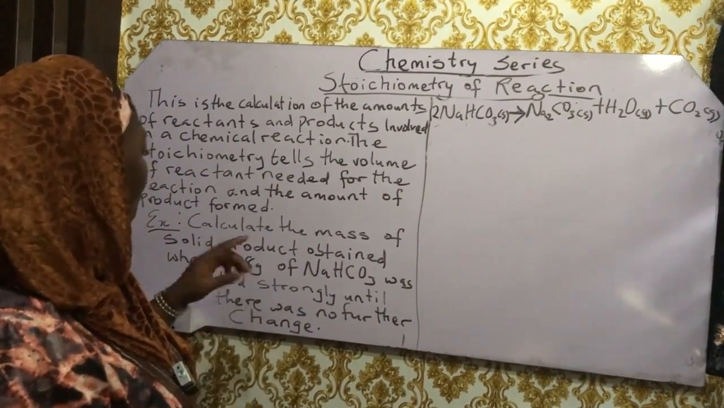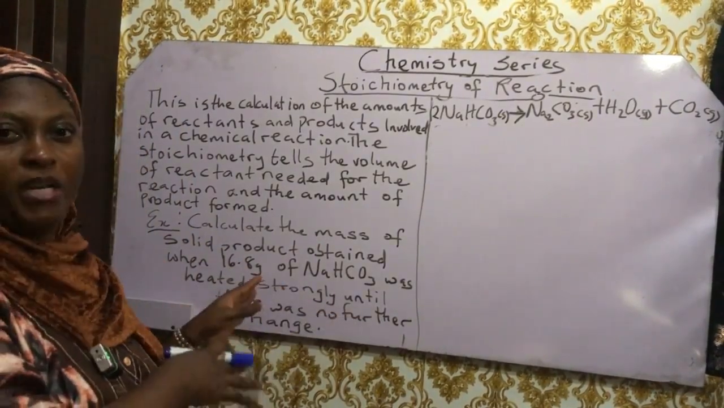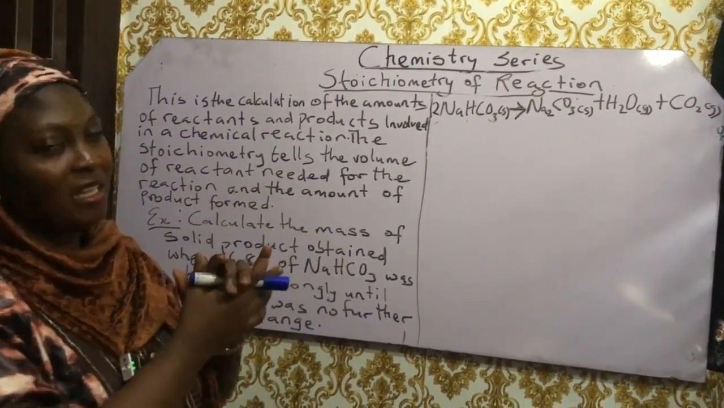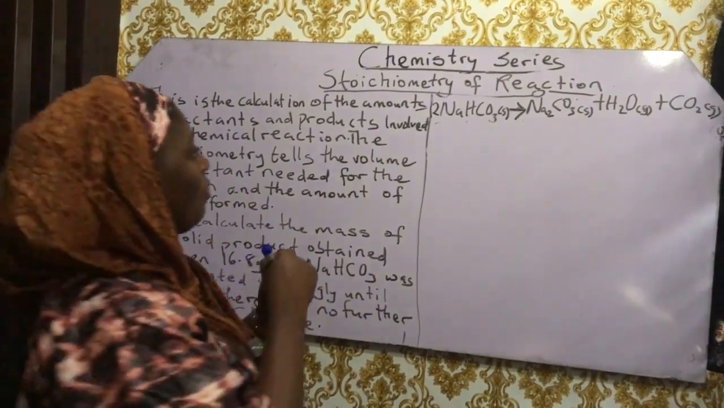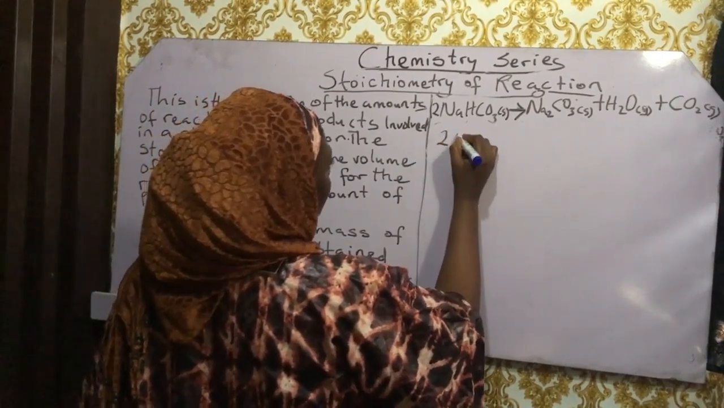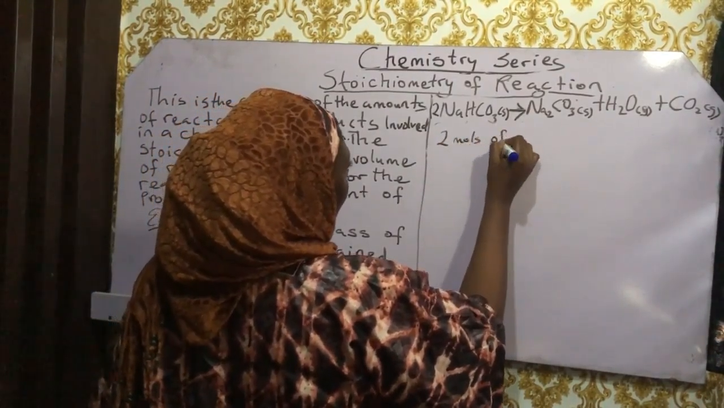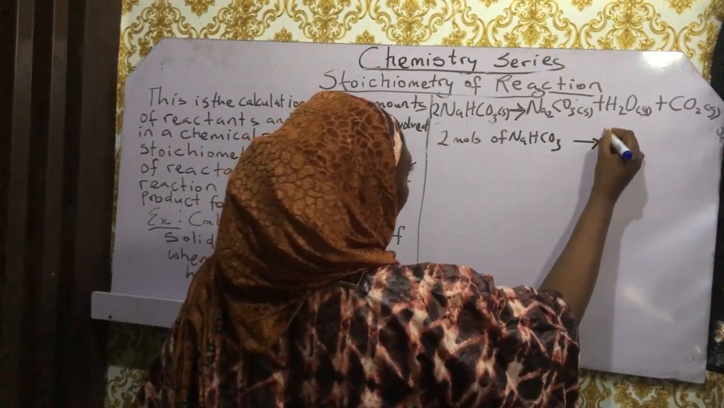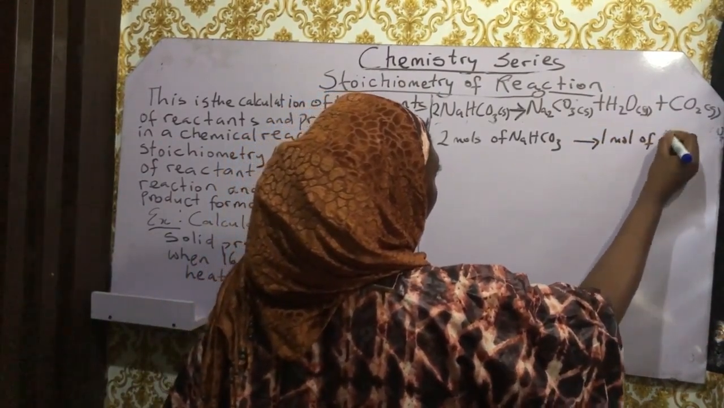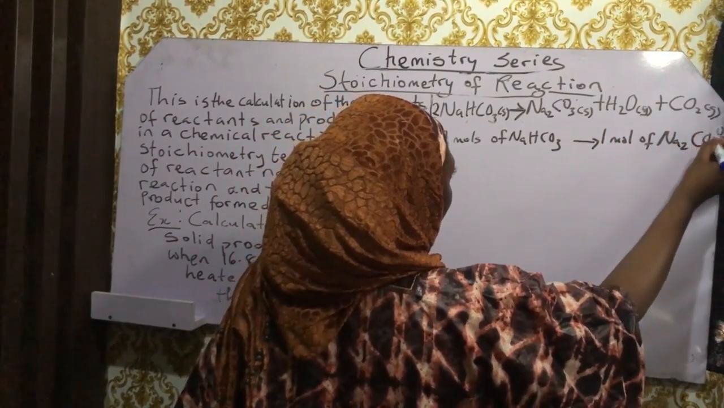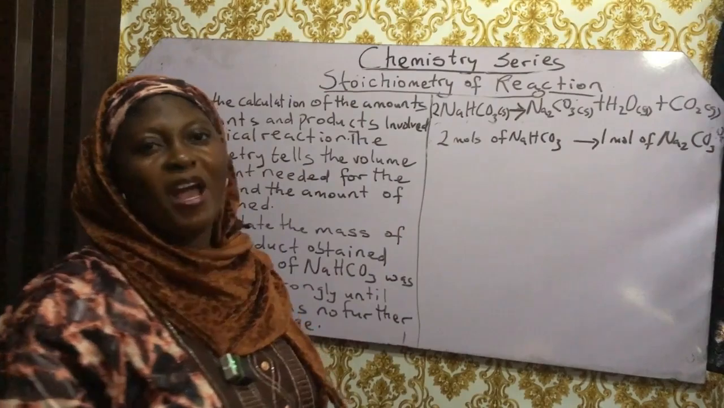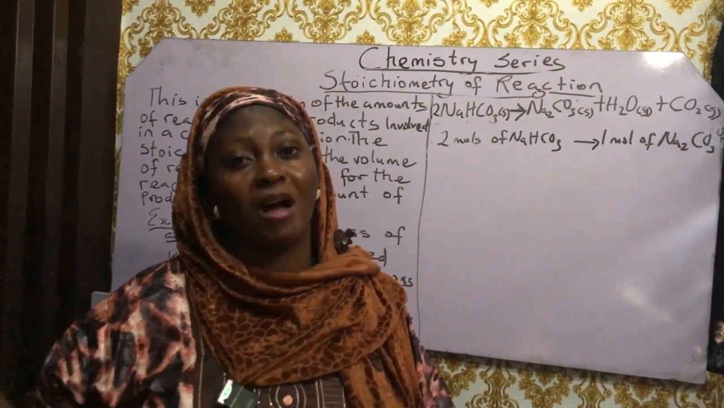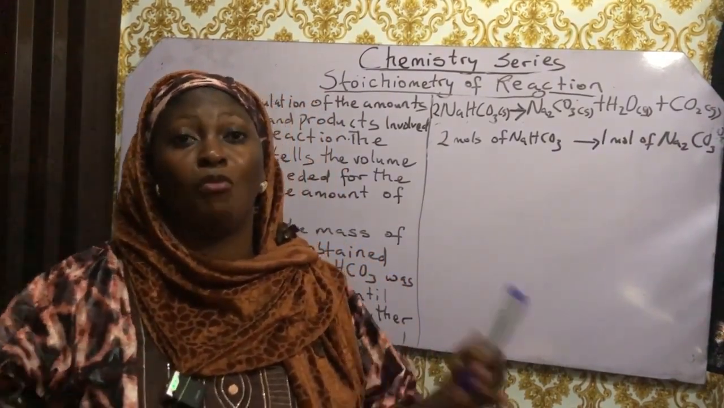We are given the mass here, but before we work with the mass in the question, let's calculate the mass of the reactants and the mass of the product. So we have 2 moles of NaHCO3 giving rise to 1 mole of Na2CO3 solid. We have also learned in one of our previous classes that to convert mole to mass, you simply multiply the mole by the molar mass.